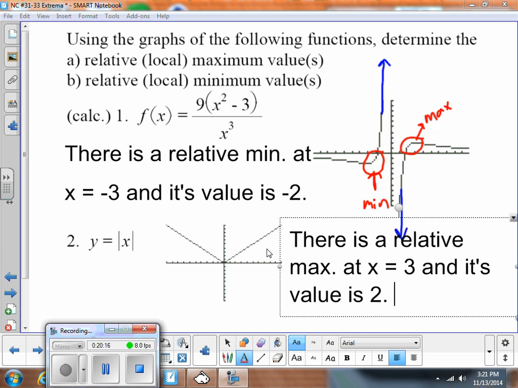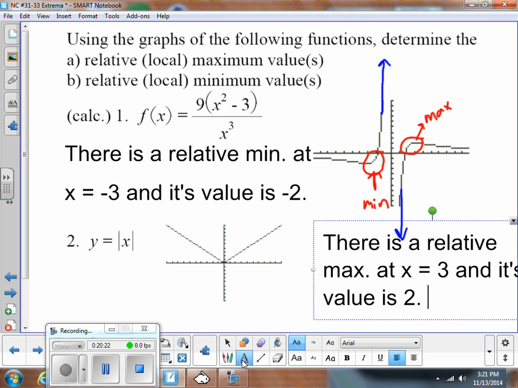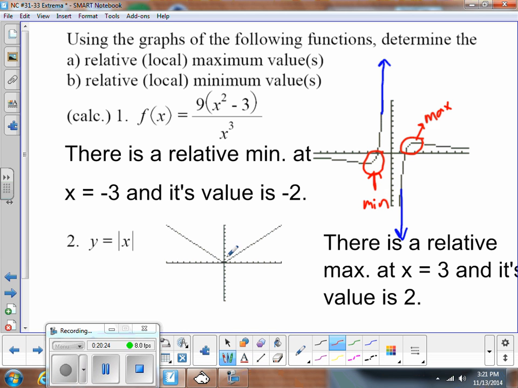Okay? So if we look at the next example, I have an absolute value function. In the absolute value function, I only have this value right here that I can talk about. Everything else is continuing on in both directions, so I cannot tell you where an absolute maximum or a relative maximum would be occurring because it's not bounded, it's going on forever. However, I can see that there is a relative minimum right here.